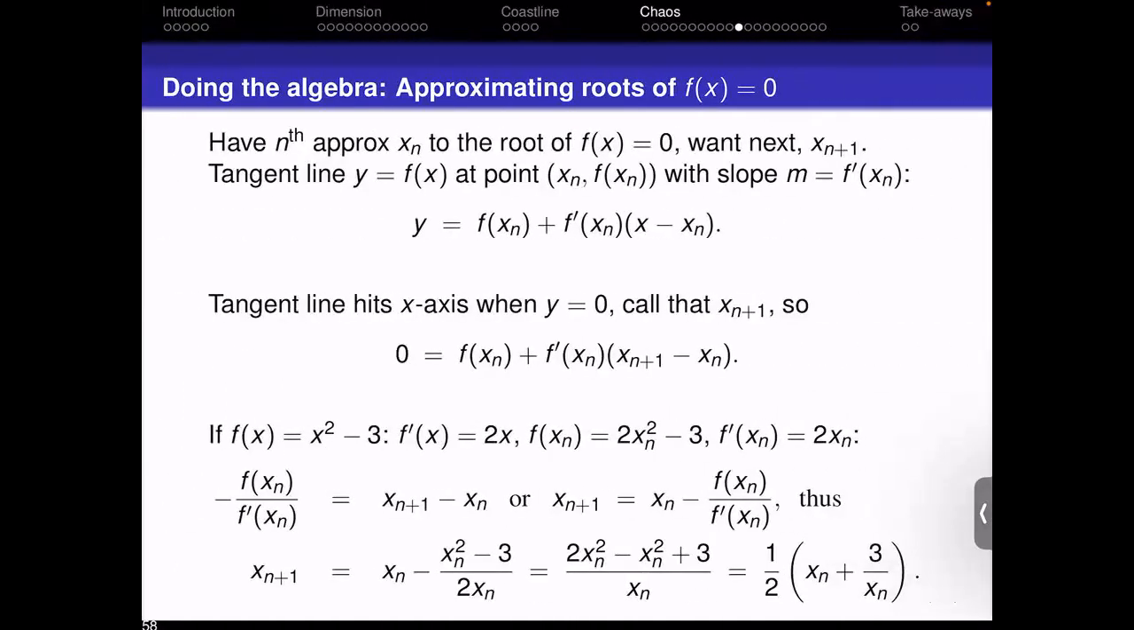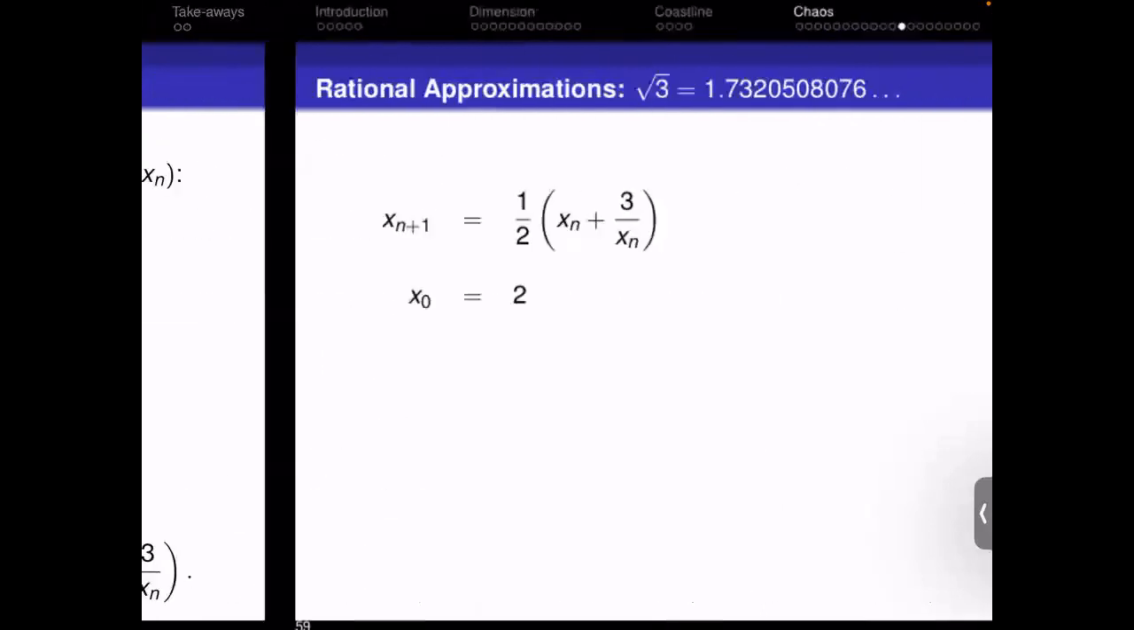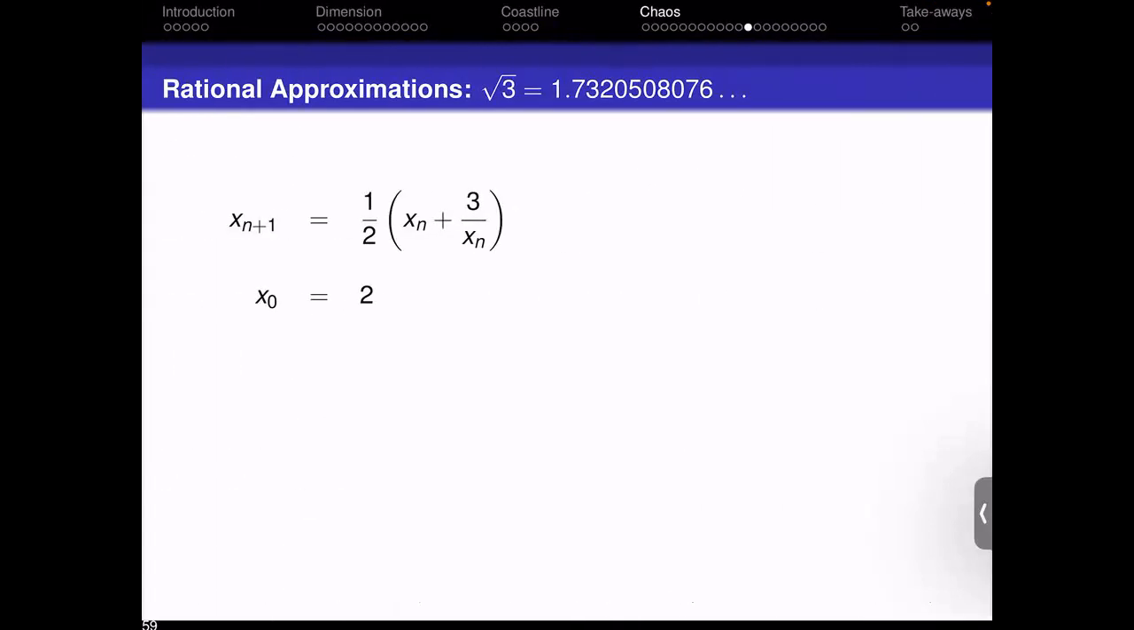All right, let's see how well it works. So again, when the dust settles, you get 1/2 (x_n plus 3 over x_n). Let's see how well it works. Does everyone agree that 2 is not an unbelievably good initial guess for the square root of 3?